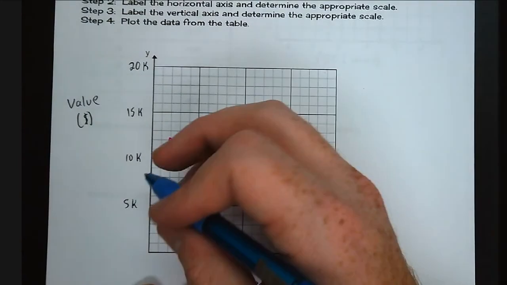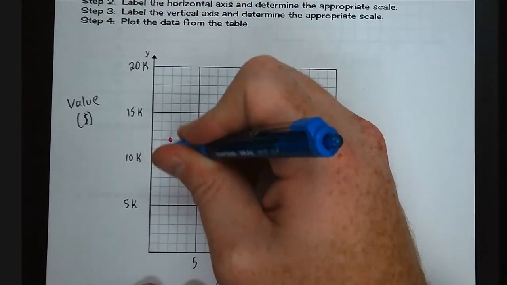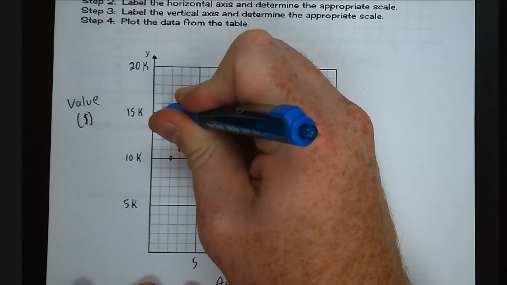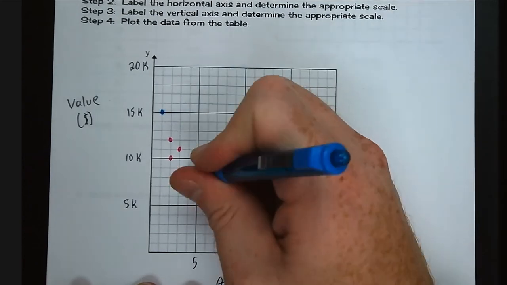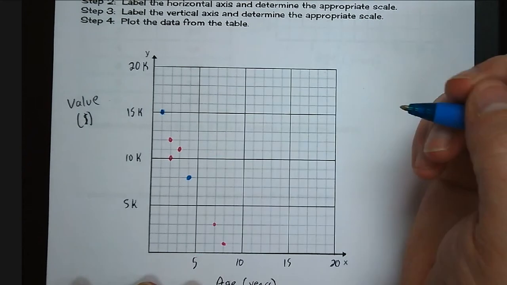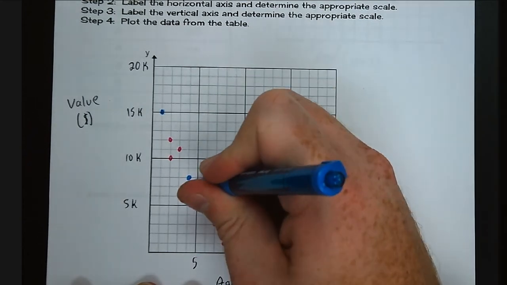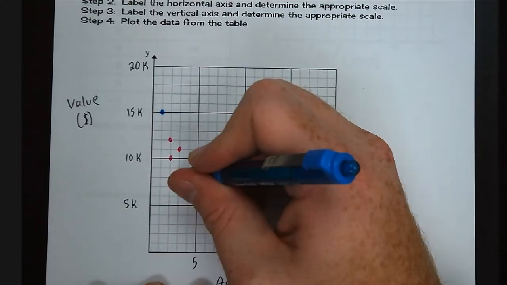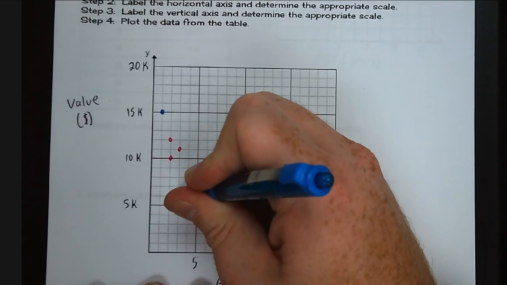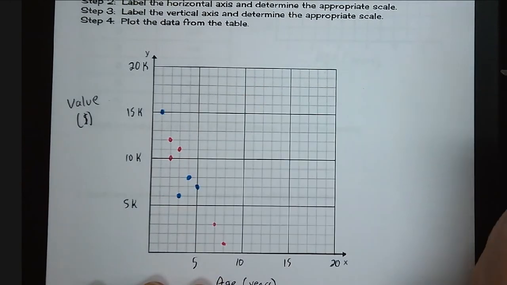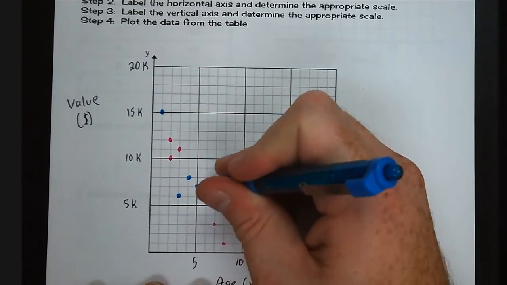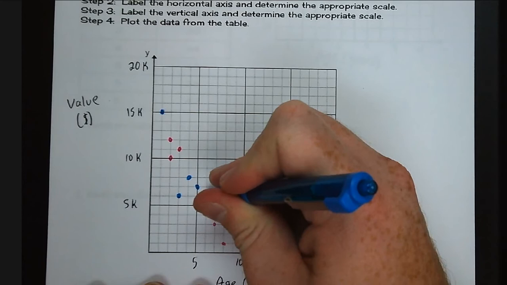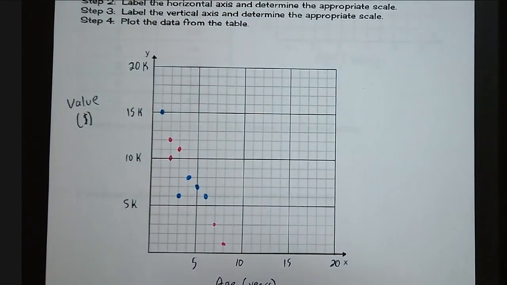So I have a point at 1 year and $15,000. I have a point at 4 years and $8,000. I have a point at 5 years and $7,000. I have a point at 3 years and $6,000. And I have a point at 6 years and $6,000. All right, so that is a table that shows us the average value of a car compared with its years.